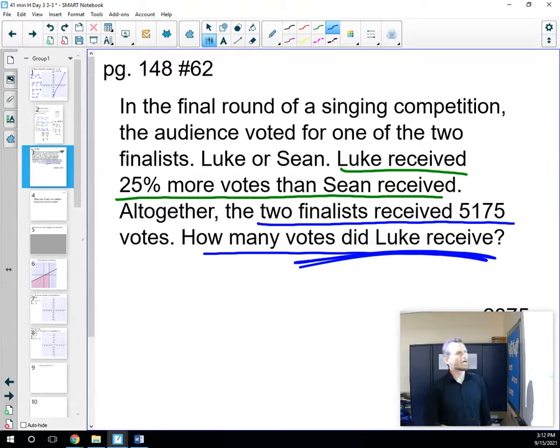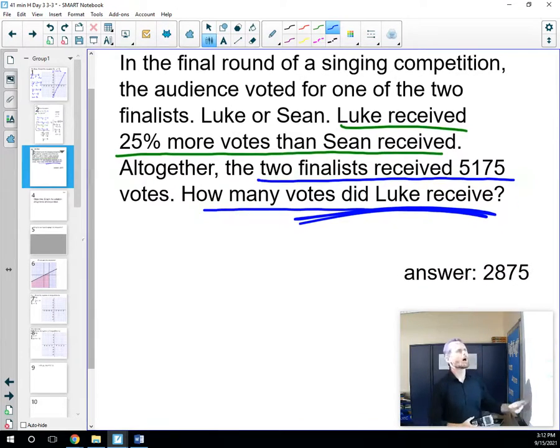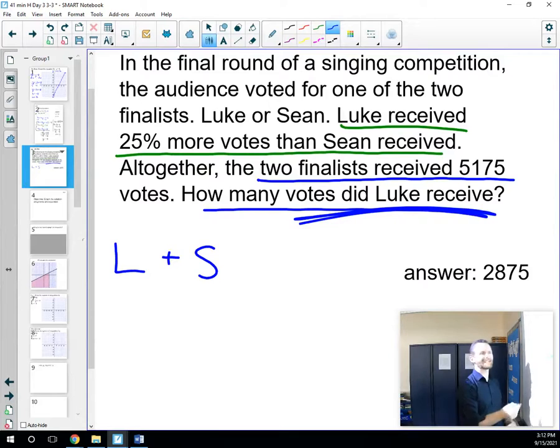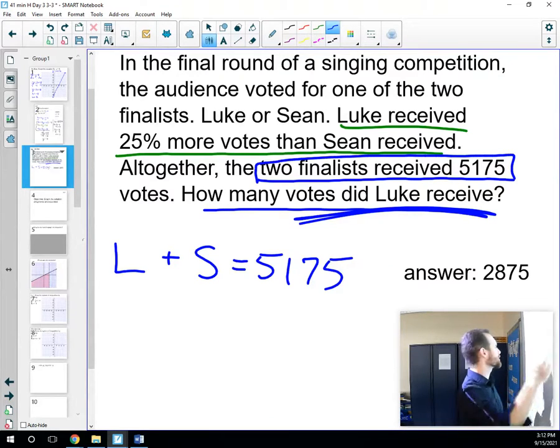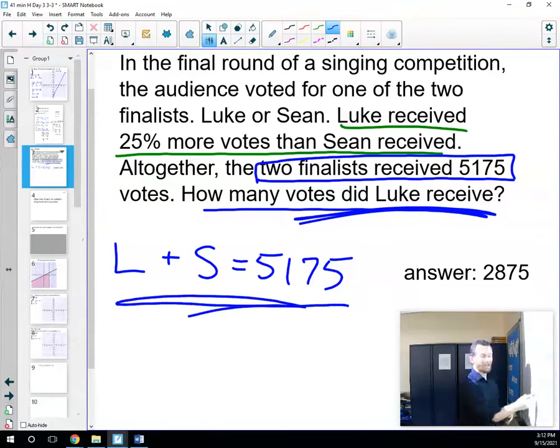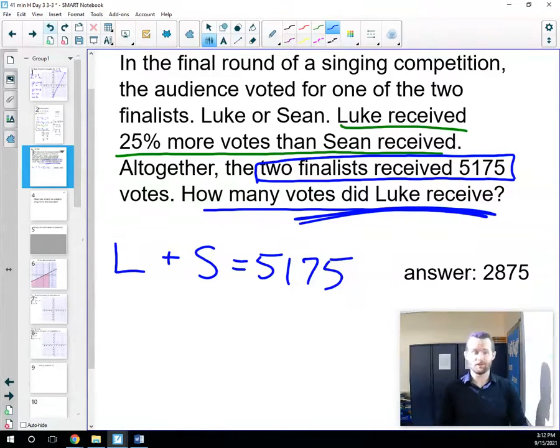Now that's critical. Let's start with the 2 finalists receiving 5,175 votes, because it's kind of easy to create an equation based off of that. So the equation would be, let's see, I'll use an L for Luke, plus S for Sean. The number of votes they each got needs to add up to 5,175. That's essentially what they're saying. So what I've got underlined and now outlined in blue, and what's right here, essentially mean the same thing. One is just sort of in math language.